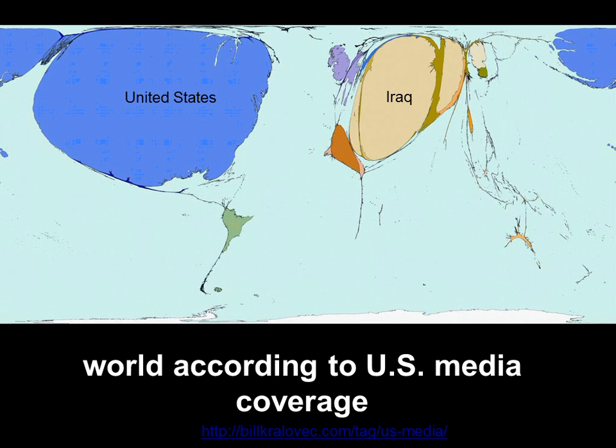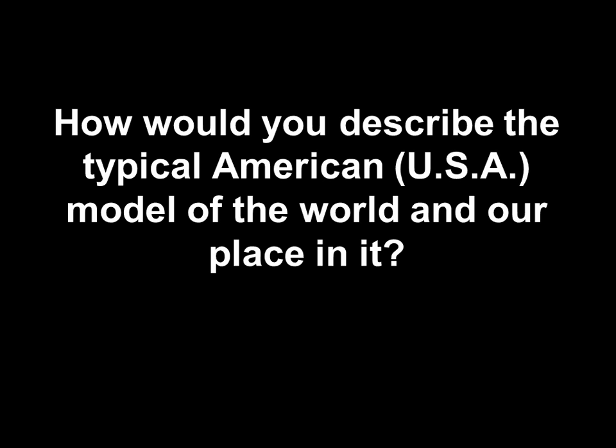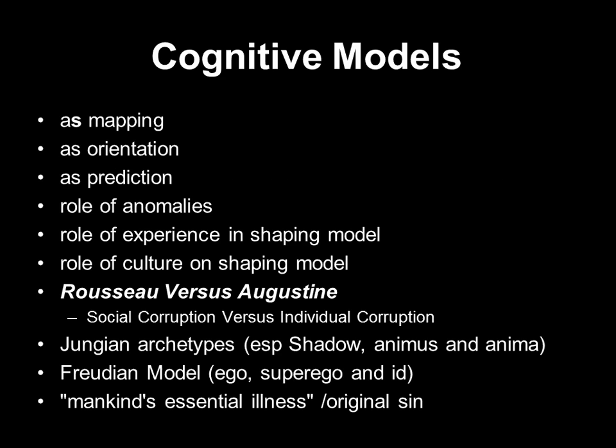So do you see how our cognitive models are not related to what is actually going on in the world, but are more about perception, right? What we talked about in A Midsummer Night's Dream. So again, how would you describe the typical American model? I think you get the idea here.